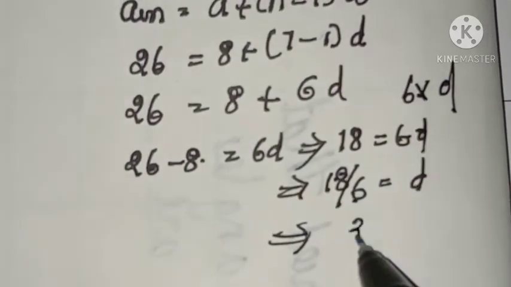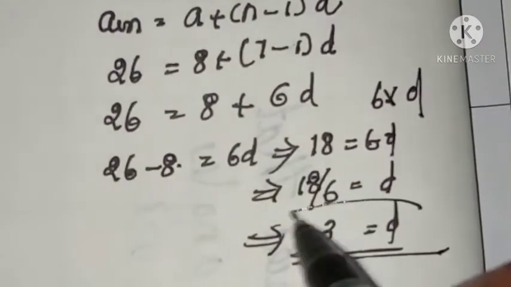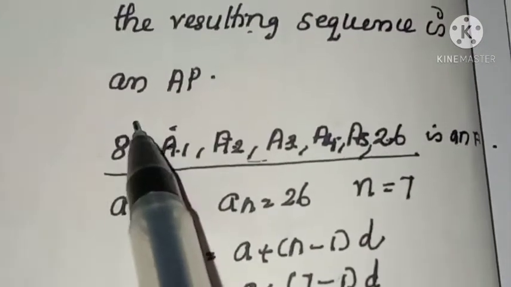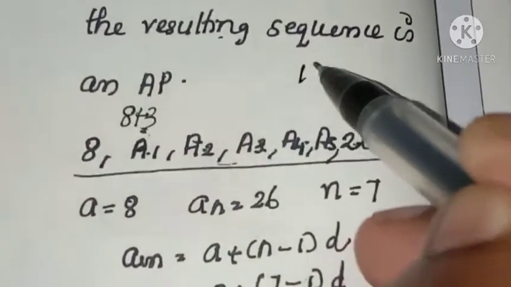18 by 6 is 3. So d is equal to 3. If we get the common difference, we can easily say what A1 is. What is A1? 8 plus 3. 8 plus 3 is 11.